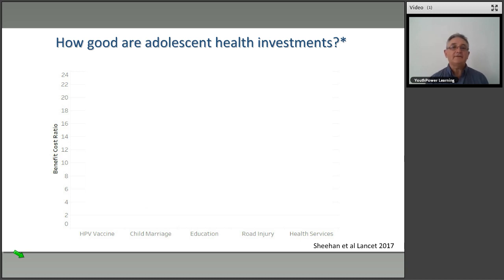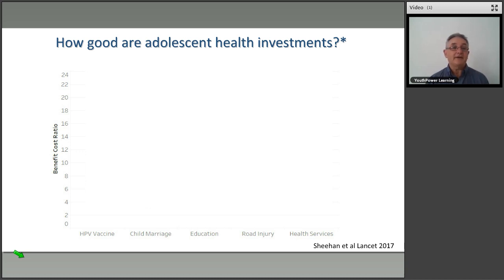This work appeared in the Lancet in 2017, and it uses this indicator of benefit-cost ratio. So that is an indicator which reflects the return in monetary terms on a dollar invested. So benefit-cost ratio 1 means you get $1 back on a dollar invested. Benefit-cost ratio of 2 means you get $2 back. Benefit-cost ratio 10 means you get $10 back.